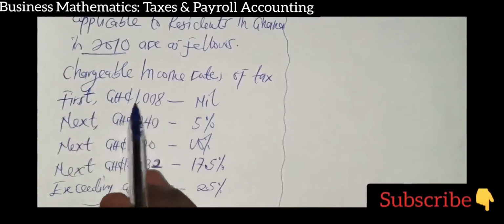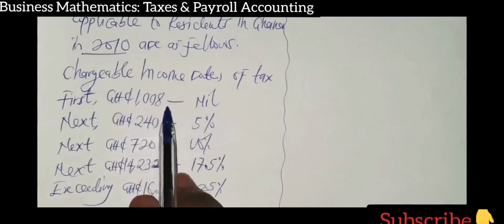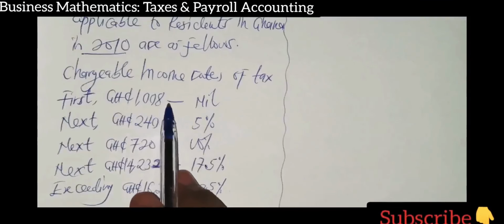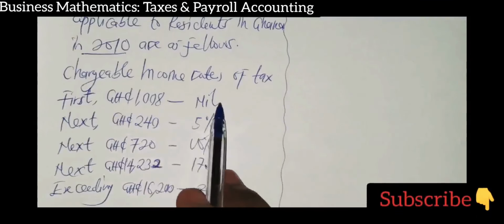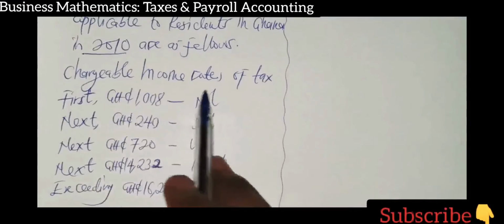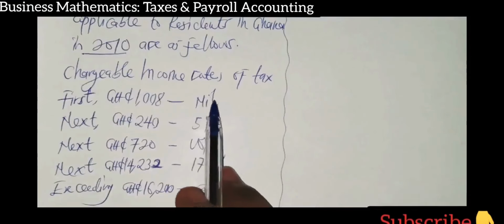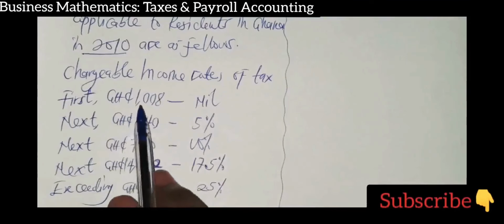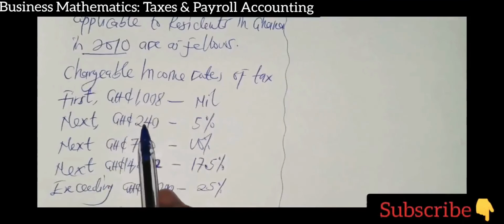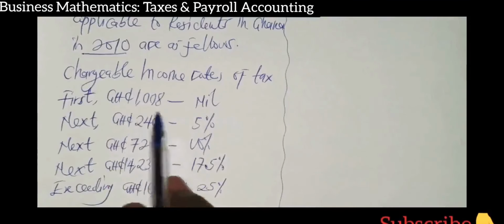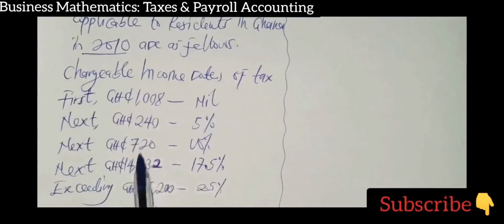First, it was 2008. With that taxable income, you pay nothing. You don't pay any tax on it. But after that 2008, you come to the range of 240. That 240, these are your chargeable incomes. These are the income that we tax.